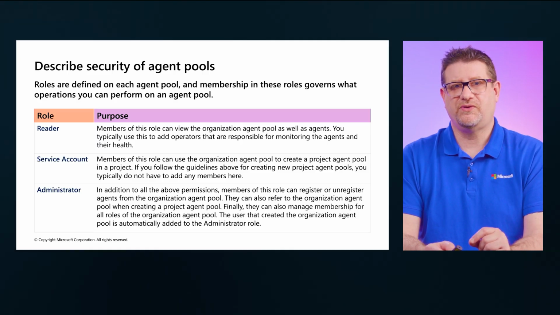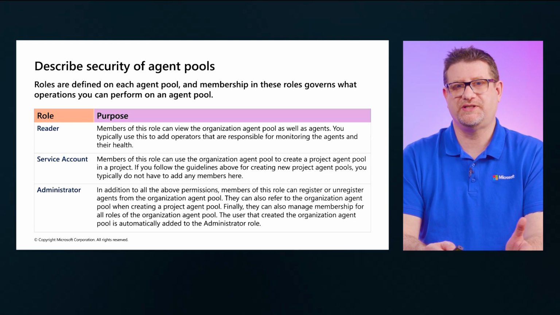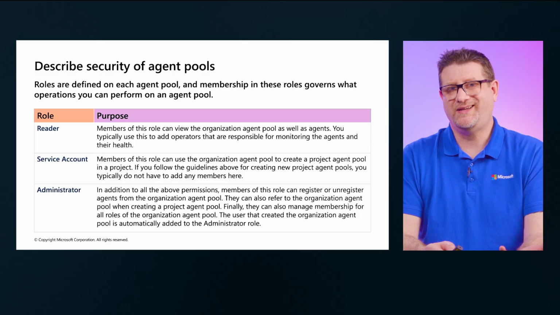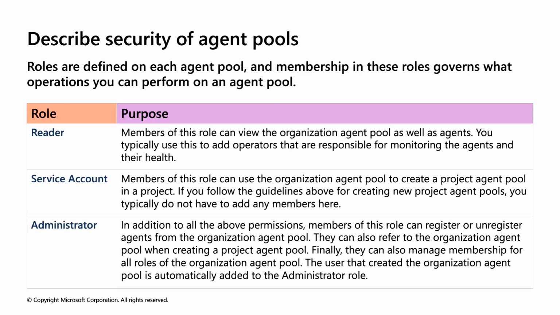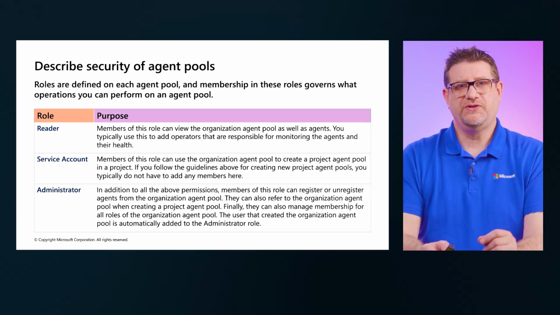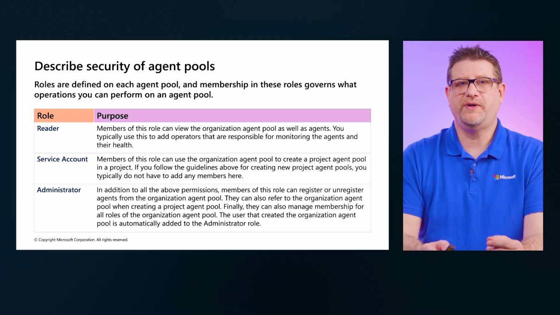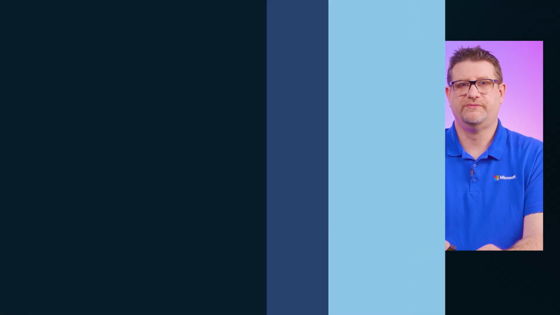The service account role allows members to use the organization's agent pool to create project-specific pools, streamlining setup without granting broad permissions. The administrator role is the most powerful, enabling users to register and unregister agents, manage all roles, and oversee the entire agent pool. The person who creates the agent pool is automatically made an administrator, ensuring there's always someone with full control.